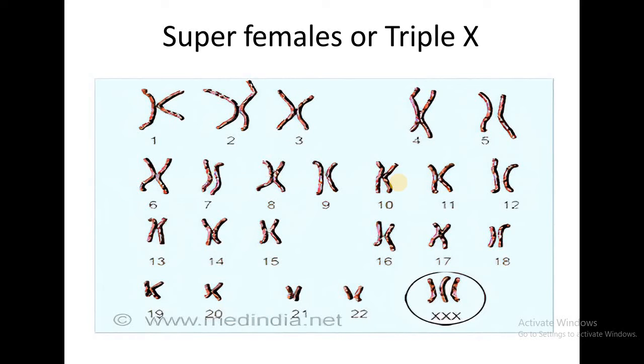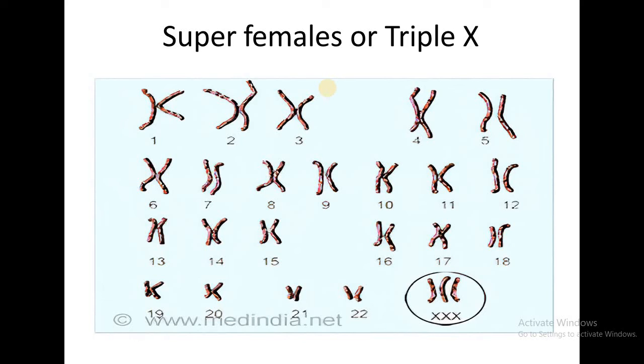And next, coming to another type of chromosomal abnormality, that is called the super female. The super female is with a triple X chromosome. So you can see that there is a triple X chromosome. So it is called triple X and super females. The super females are females who have an extra chromosome and a total of 47 chromosomes.